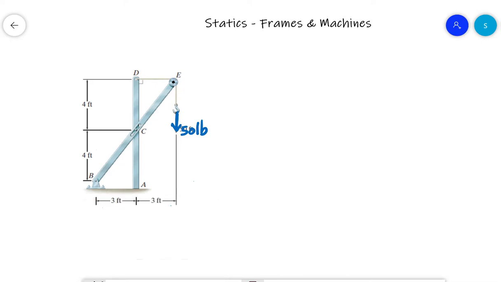If we look at the different connections, at B we have a pin, so we have a Bx and a By, with axes x and y horizontal and vertical. At A, it's a fixed connection. So we have Ax, because no translation on x, Ay, no translation on y, and a reaction moment inside the connection. It means that this connection stops the rotation, so if it stops the rotation, there is a moment.